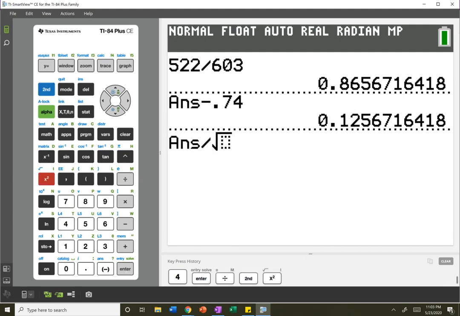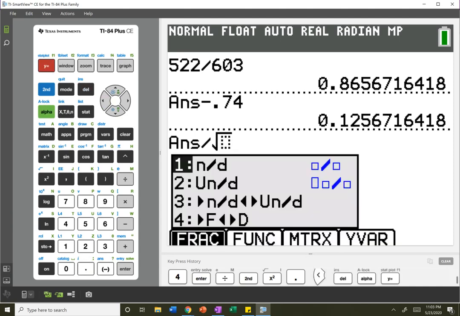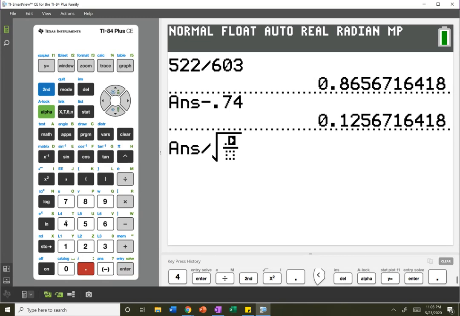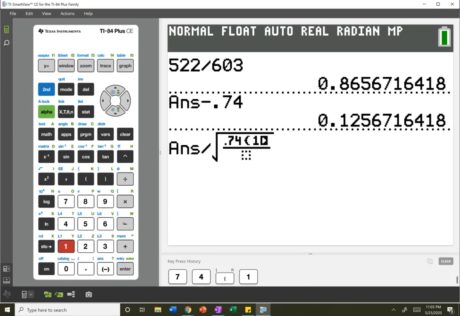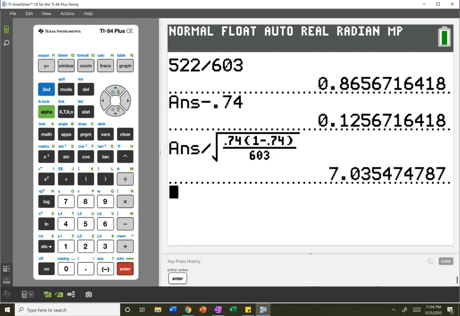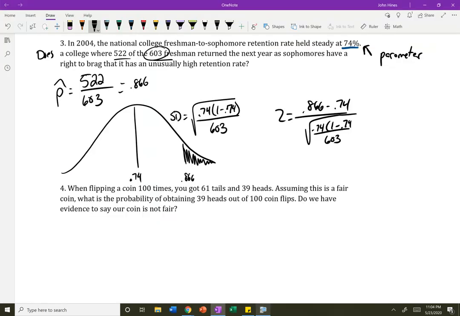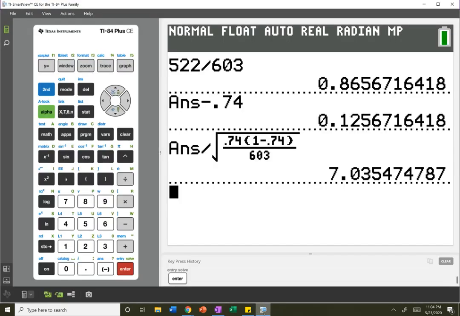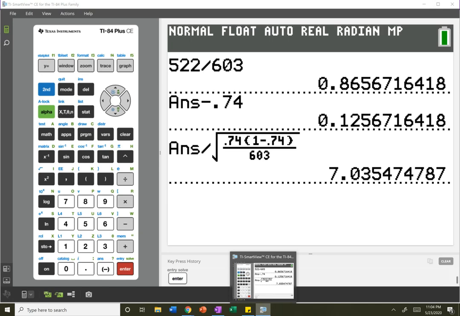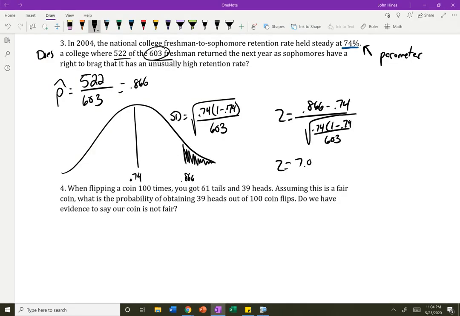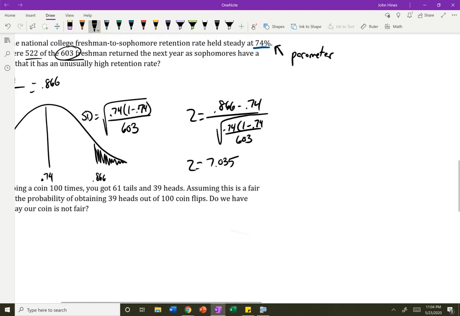And I just have to throw this in my calculator now. That value minus the mean, minus the center, divided by the standard deviation, which is the square root of, I need a fraction, 0.74, parentheses, 1 minus 0.74, all over 603, enter. Ouch. That has a z-score of 7.035. Now I can find that probability.